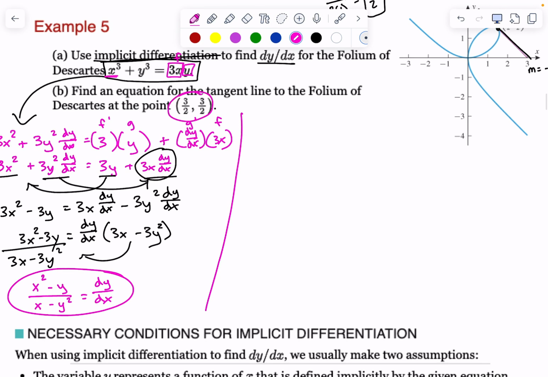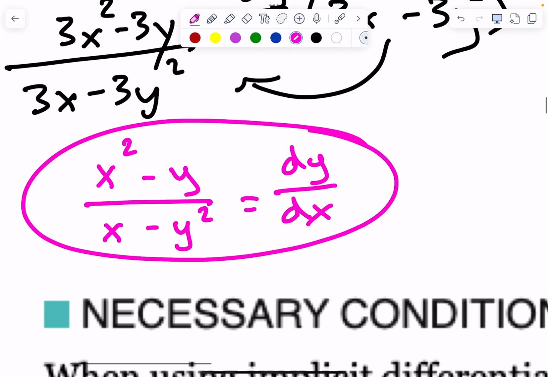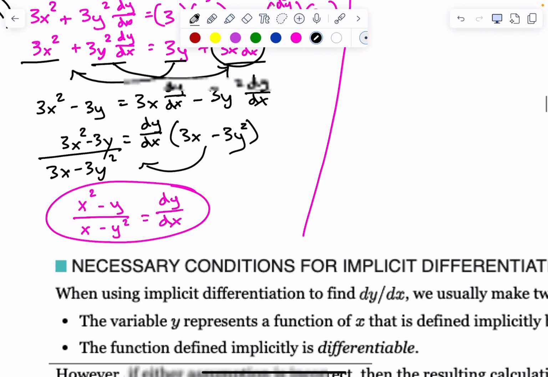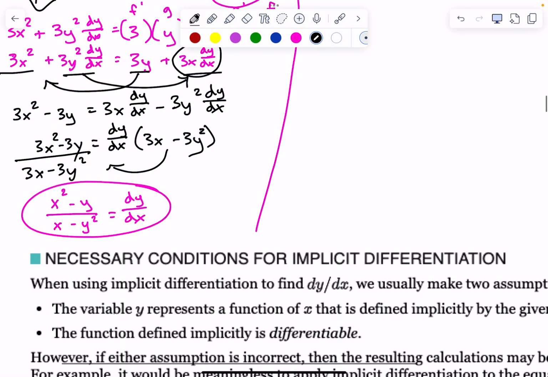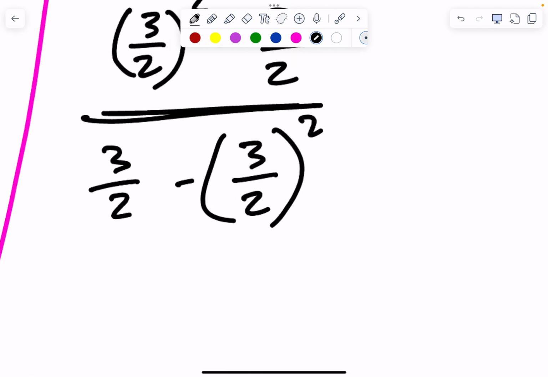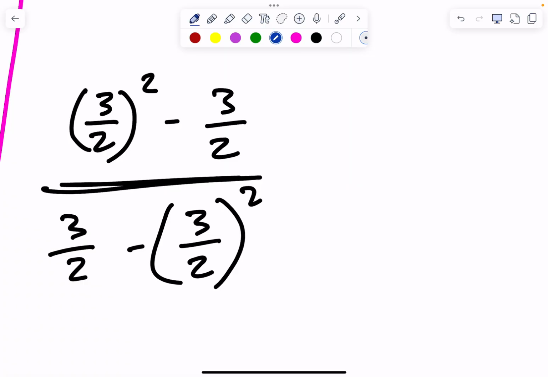We're plugging in 3/2, 3/2. In this case, we're plugging in the x and the y. So 3/2 squared minus 3/2, over 3/2 minus 3/2 squared. This is what we've got going on here. That's what we get when we plug them in.